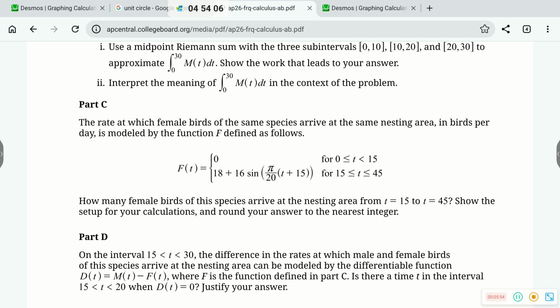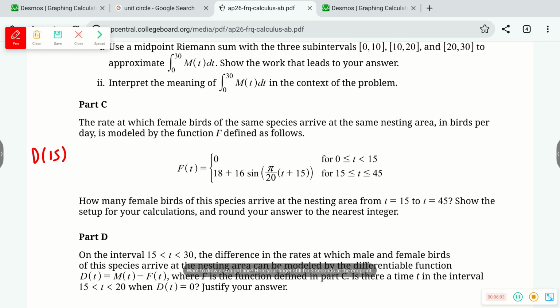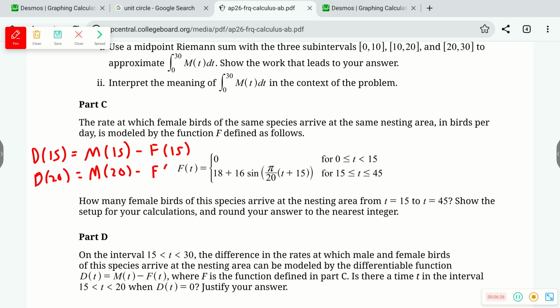Okay, so from 15 to 20. So let's figure out what is d of 15 and d of 20. This sounds like the intermediate value theorem, doesn't it? So we need these things to be continuous. Remember, the mean value theorem is that the average rate of change equals the instantaneous rate of change somewhere in the interval. But the intermediate value theorem just guarantees the existence of a value. You essentially just can't skip over stuff.